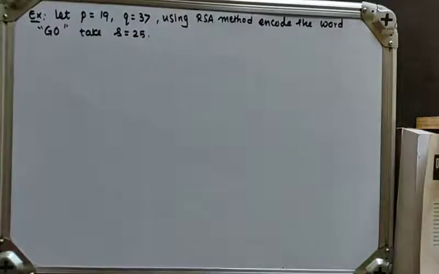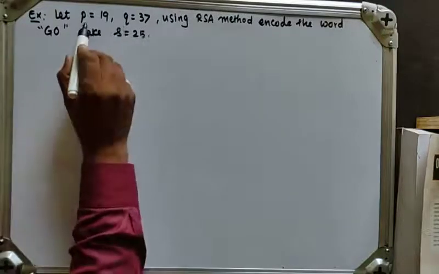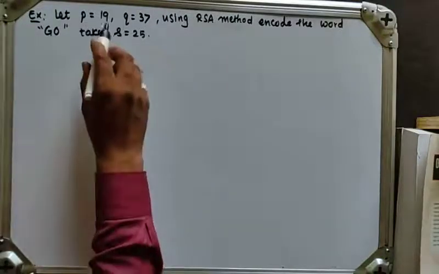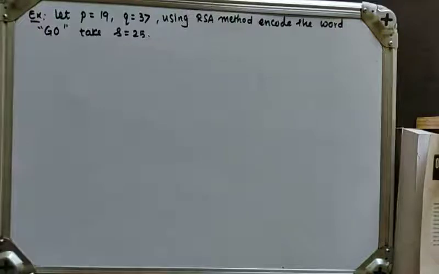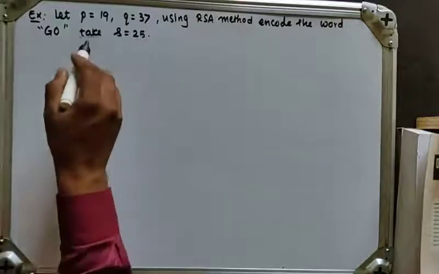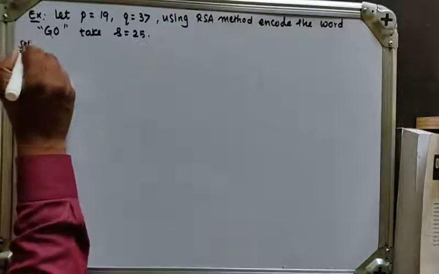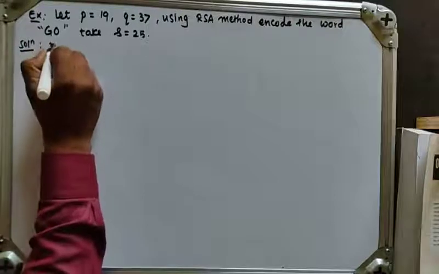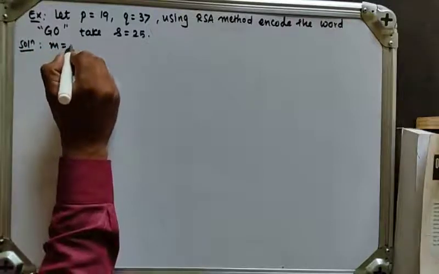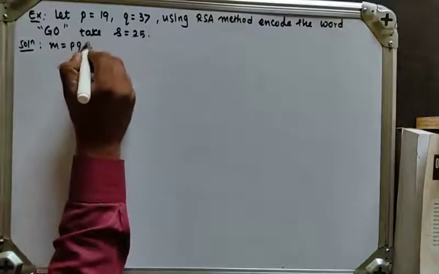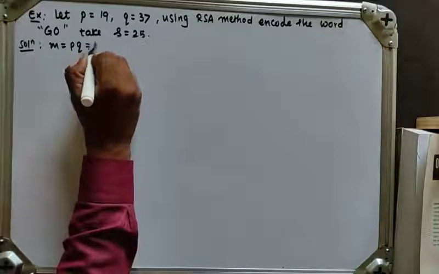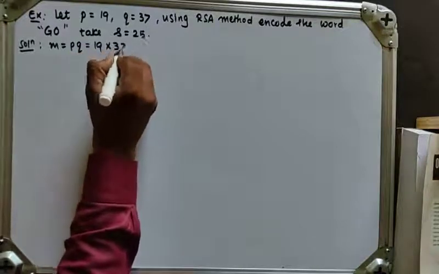So what we have given here? The value of P is 19 and Q is 37. Using the RSA method we have to encode the word go. Here take the value of S as 25. See the solution. Now the value of M is P into Q, where P is 19 and Q is 37.